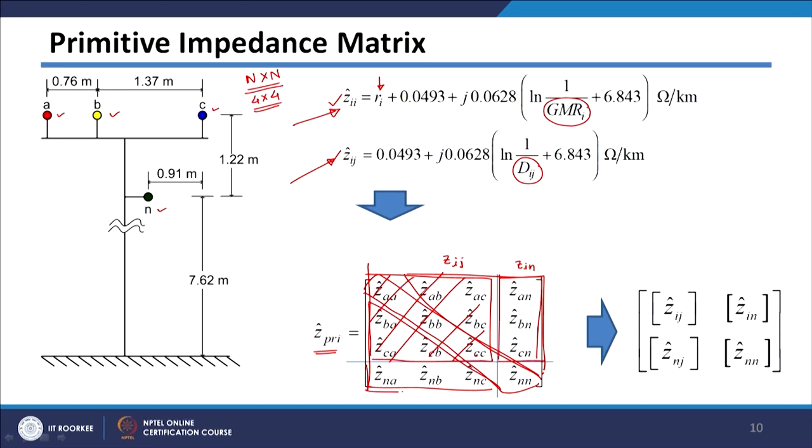Here also, this part consists of phase conductors as well as neutral conductors, so I am representing it by Znj, and this part is only the neutral conductor part, so this is represented by Znn. So, if you write these 4 parts in short form, I will get an expression like this.